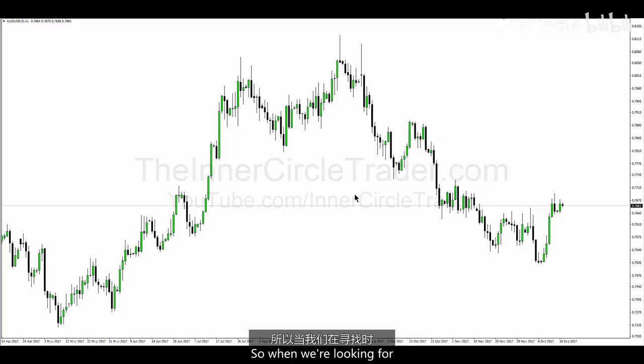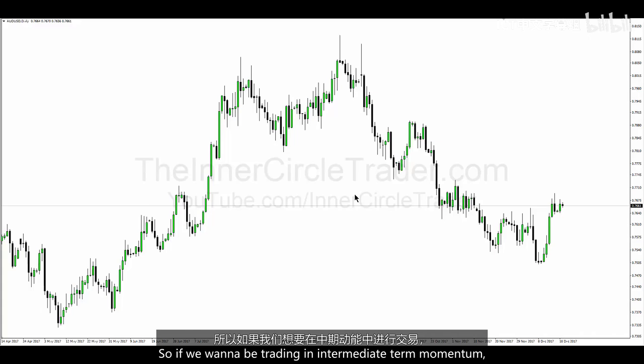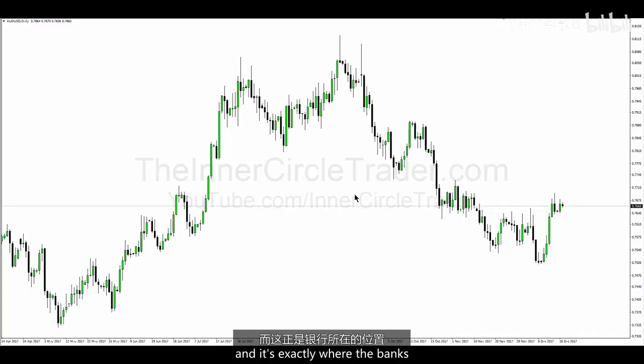So when we're looking for an intermediate term level of momentum, it's going to be found on the daily chart. So if we want to be trading in intermediate term momentum, and it's exactly where the banks are looking at in that time frame, then it goes without saying that there should be a high probability of confluence with that idea and what we see in price action.